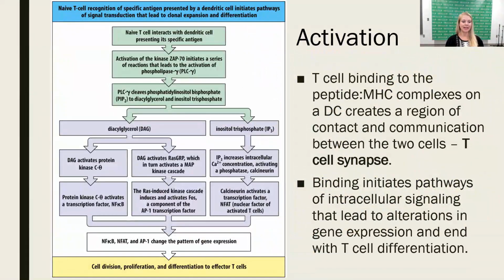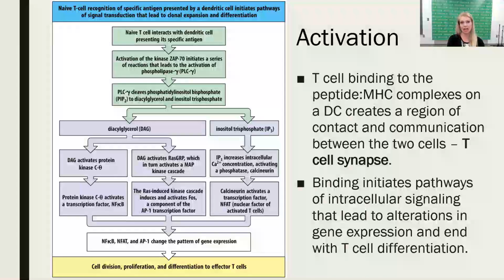Okay, now ignore that diagram for a second here. Let's just look at the right-hand side where it says activation. And look at the top and the bottom. We have at the top a naive T cell that recognizes specific antigen in conjunction with MHC molecule on the surface of a dendritic cell.